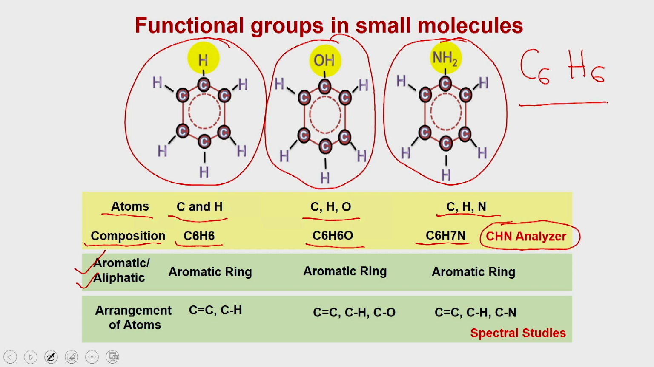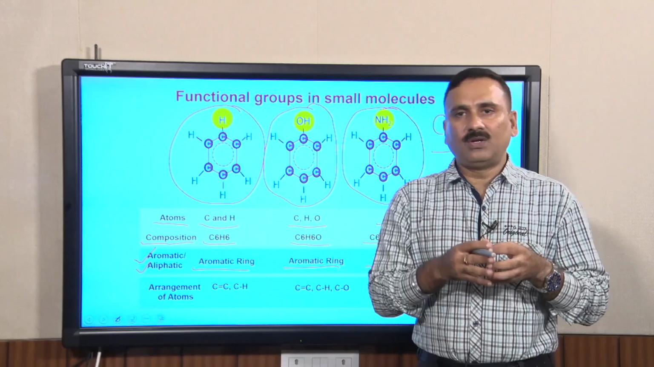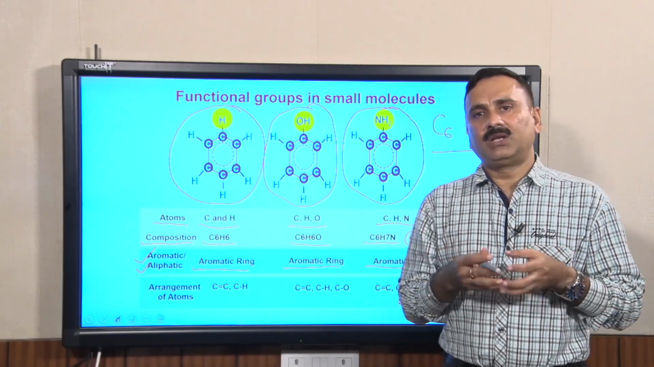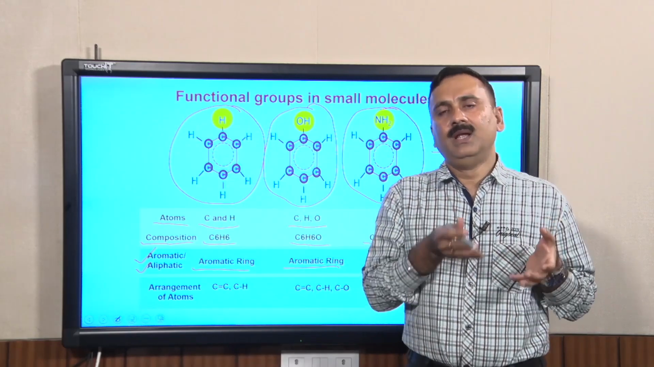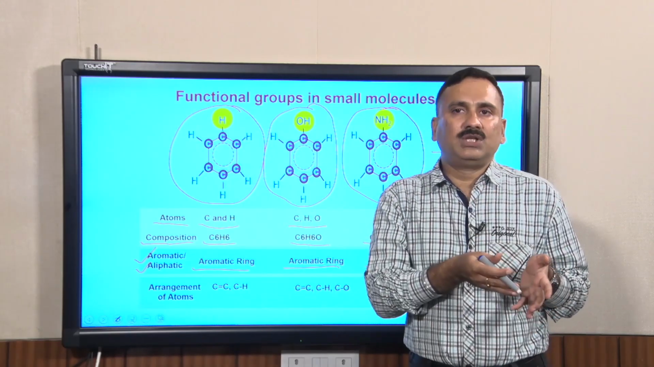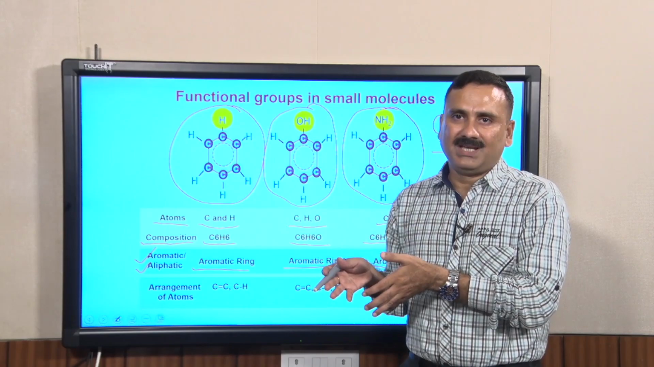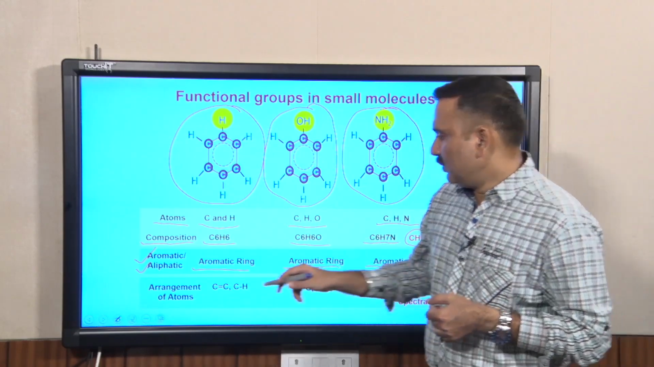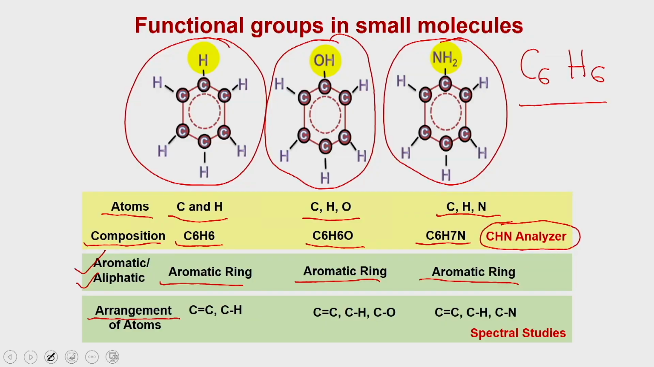So, the second thing you have to ask is whether the compound or the hydrocarbon you are isolating is aliphatic or aromatic. In these cases, all three compounds have the aromatic ring, but you can do a set of reactions, and those reactions will tell you whether the compound is aliphatic or aromatic in nature. Then you can also do a third analysis, called the arrangement of atoms.